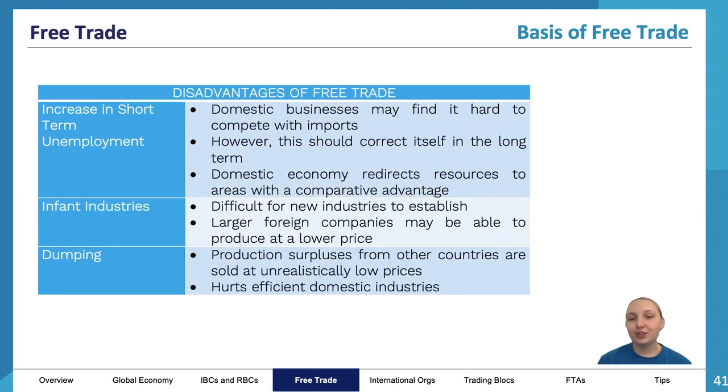Now, the converse to that: why wouldn't you do free trade? Because it seems pretty self-explanatory. Why wouldn't economies want to do that? Well, there are a fair few arguments against free trade.